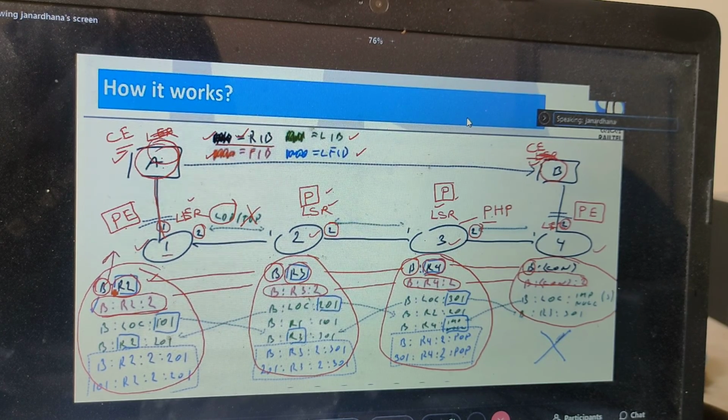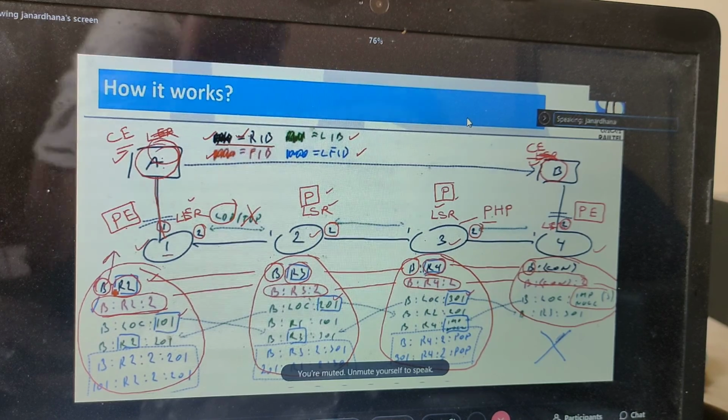So router number 1 has locally created label 101. Router number 2 created label number 201. And router 3 has locally created 401. And router 4 has not created one, it has created the implicit null 3. What is this implicit null 3? Implicit null 3, it creates the label number 3.